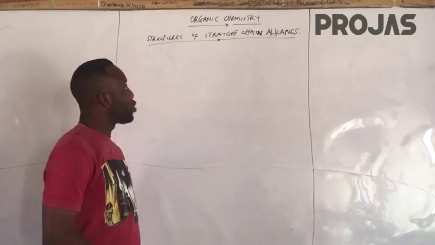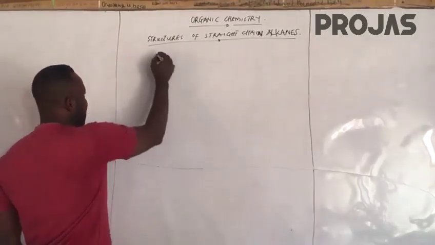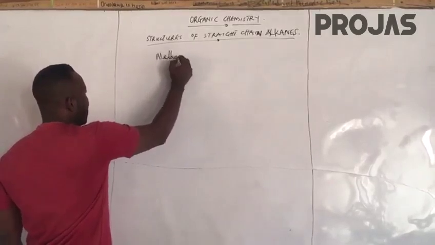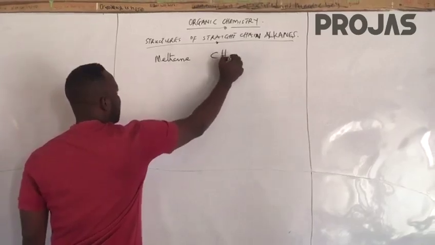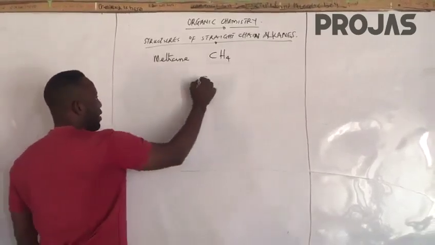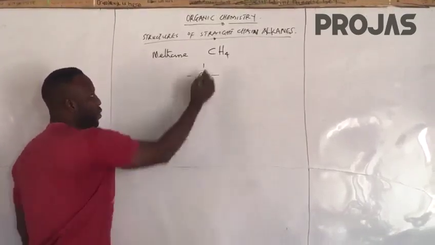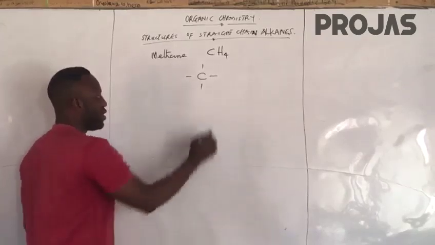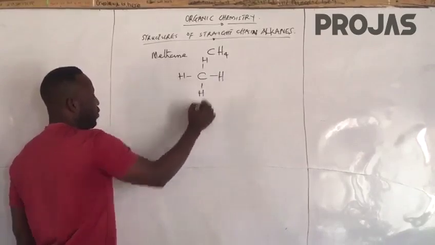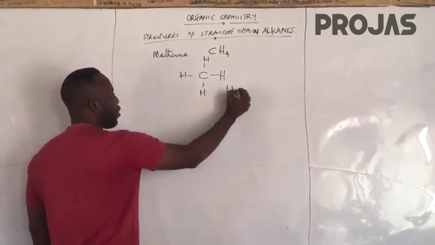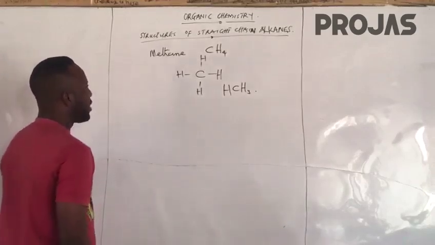So let us see structures of straight chain alkanes. The very first member of alkane is methane. It's methane with molecular formula CH4. Because carbon is tetravalent, and since it is a hydrocarbon, we have 4 hydrogen there. We have one of it here. So sometimes we write the condensed structure of methane, or we give the structure of methane as this.